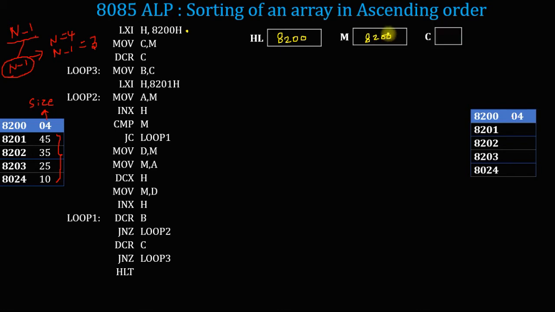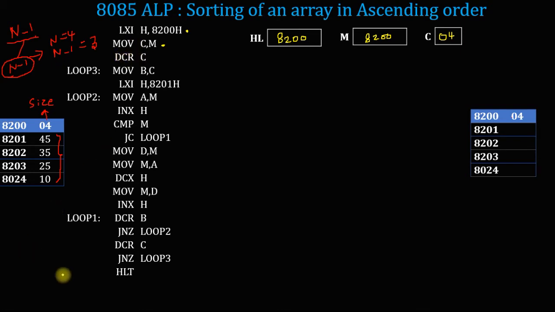During this instruction execution, the content of the memory location addressed by the HL register pair, which is simply represented as capital M, is loaded into the C register. So the content of 8200, which is 4, is loaded into the C register. This is the output of this particular instruction.